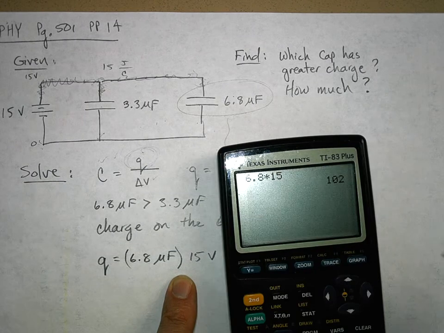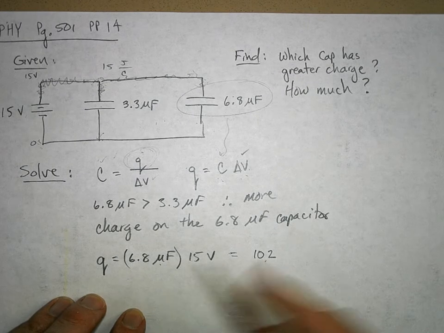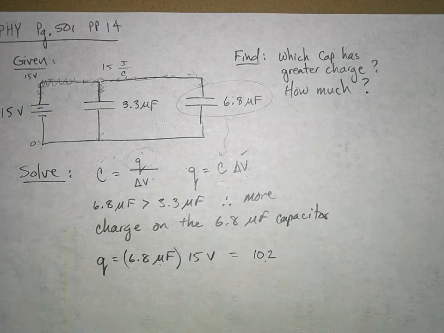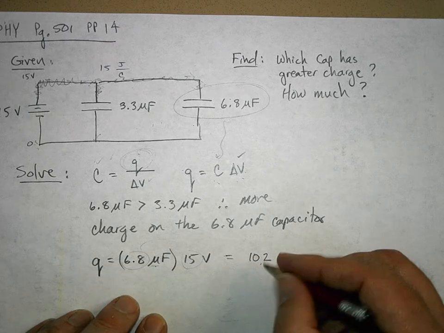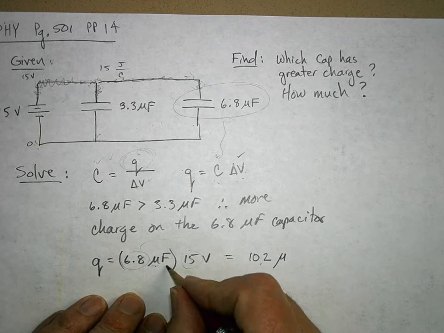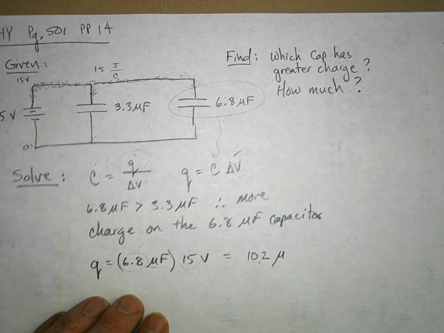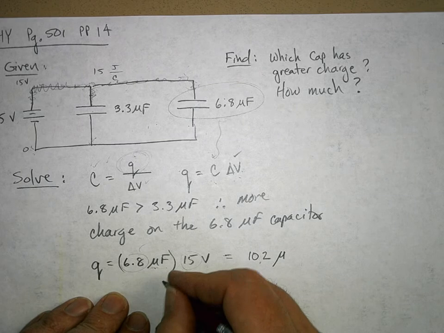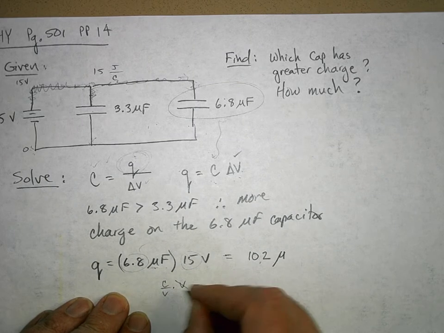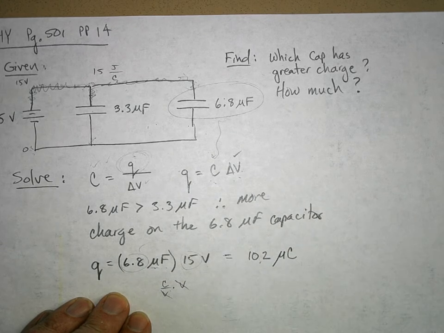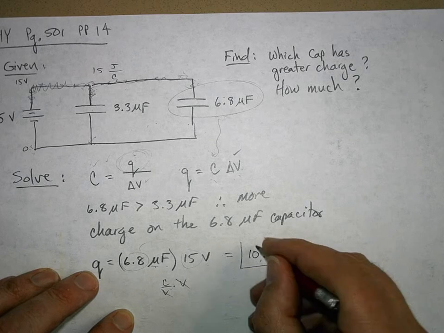But I got this micro here, so that's times 10 to the negative 6, which is just a micro. And what is a farad times a volt? Well, a farad is a coulomb per volt, times a volt. The volts will cancel, leaving coulombs, microcoulombs. So the answer is 102 microcoulombs.